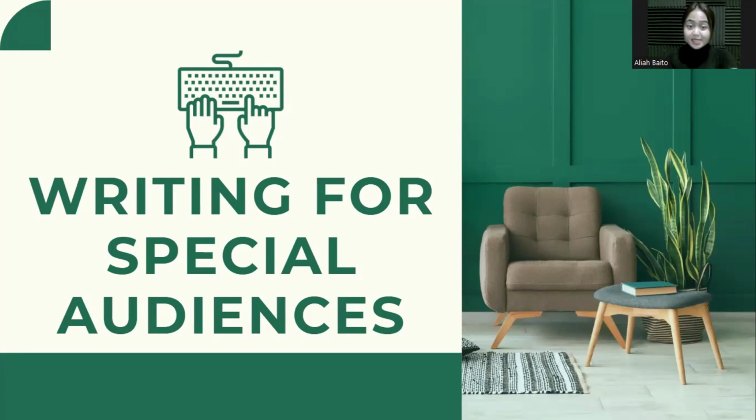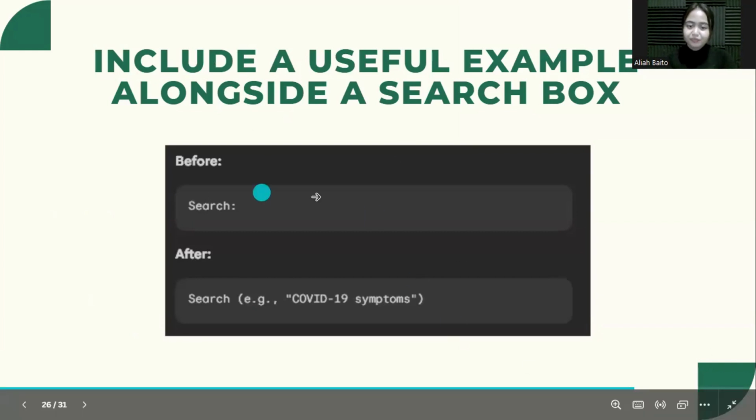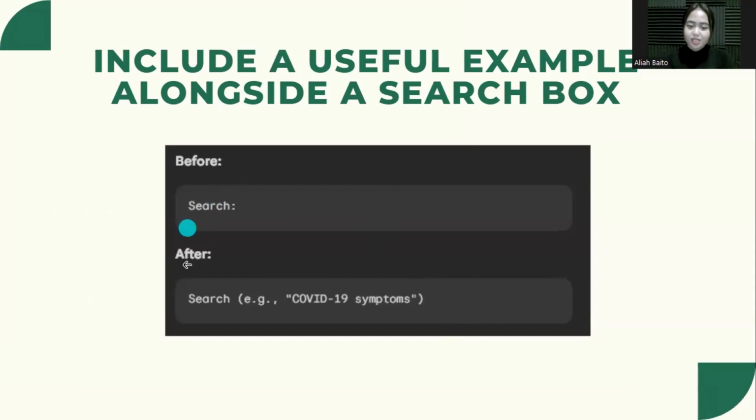So these are some of the suggestions presented by Dawson et al. to ease this. First, it is good practice to include a useful example alongside a search box to guide users who may not be familiar with the content of your site. For example, instead of having a search bar like this, itong nasa taas, this one, the website could actually have something like this one at the bottom.